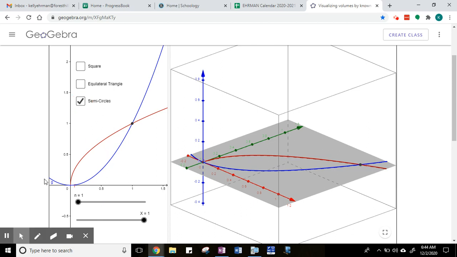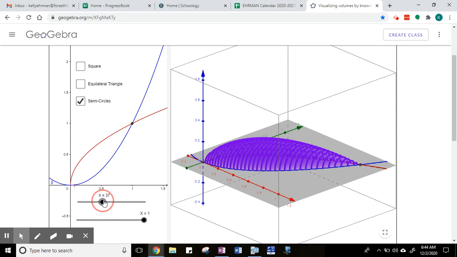Here's the base of this graph, and let's just say we're going from 0 to 1. If I generate a bunch of semicircles, you get this sort of cool looking dome shape. This is what we're saying, right? And the more semicircles we have, the more this will fill in. Ultimately, we want an infinite amount, so we'll use an integral.